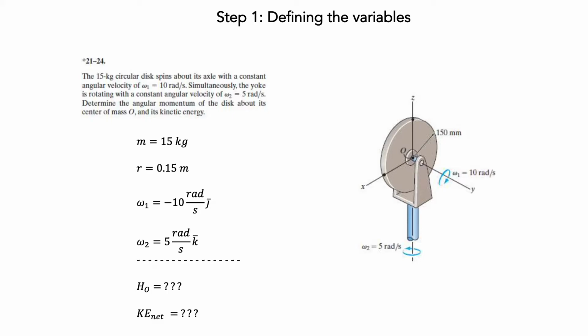I am marking these with a J and K to keep track of which axes they refer to. J refers to the y-axis and K refers to the z-axis. At the bottom are our two unknowns, the net angular momentum and the kinetic energy. Let's store these variables on the left side of the screen.